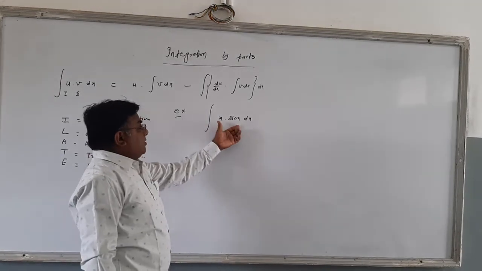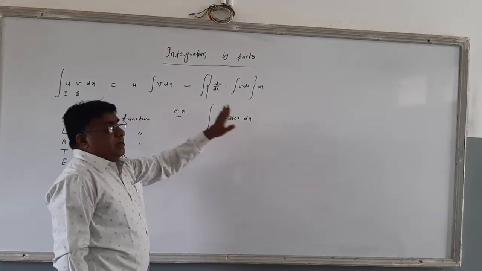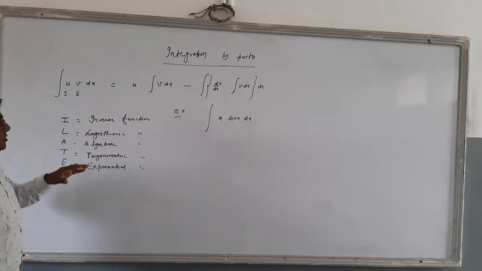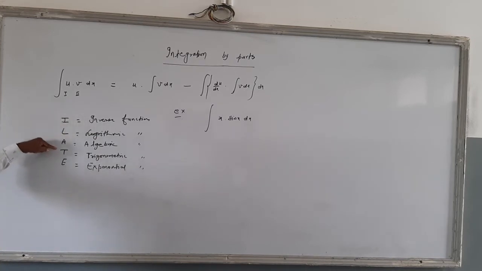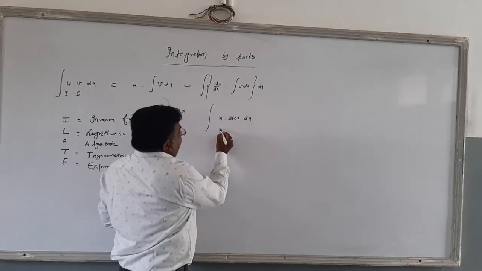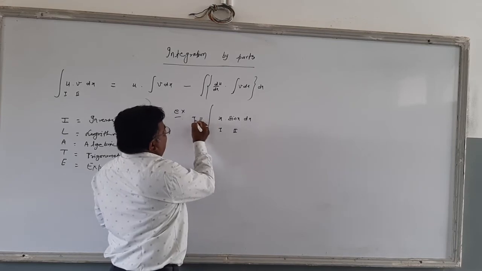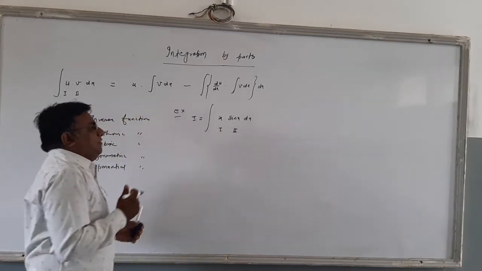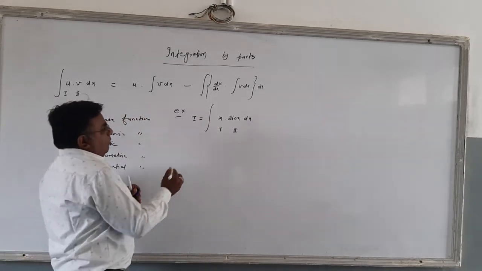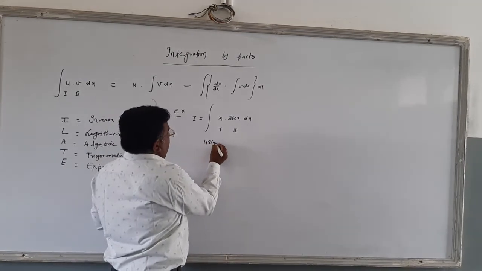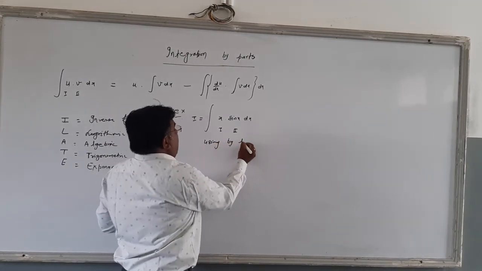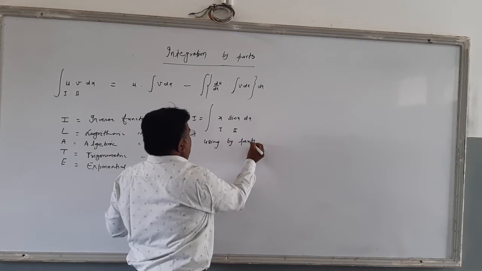Now, first is algebraic, sin x is trigonometric. So which function is first? Decide according to the ILATE rule. Algebraic comes first and trigonometric comes later. Then algebraic is the first: x is the first function and sin x is the second. So first thing is to decide which function is first and which is second. And now, using by parts, students, apply the by parts formula.